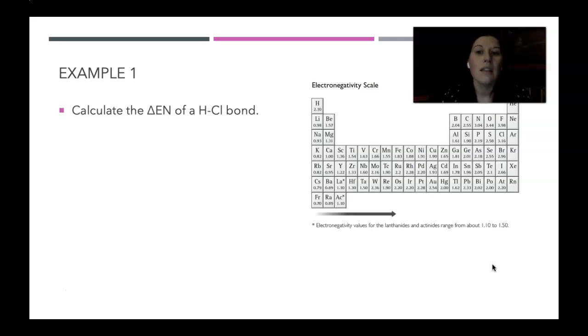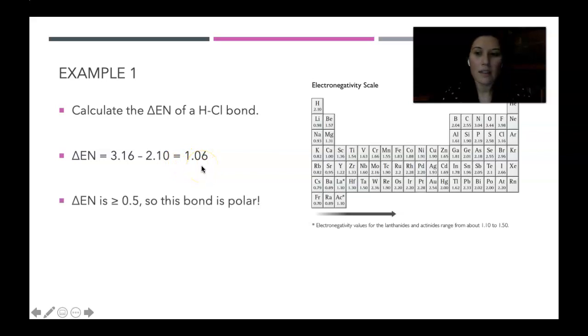Let's calculate the polarity of an HCl bond. We're going to start by calculating delta EN of HCl. On my table, I find each value. Hydrogen up here is 2.10, chlorine is 3.16. Again, it doesn't matter which one you put first, so I always do larger minus smaller, so I get a positive number. So 3.16 minus 2.10 gives me 1.06. This delta EN is greater than or equal to 0.5, so our bond is polar.